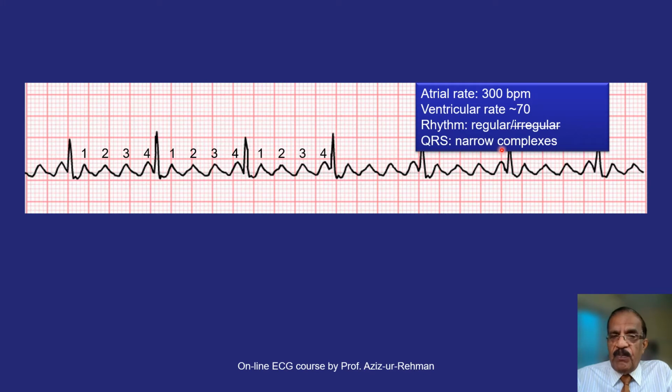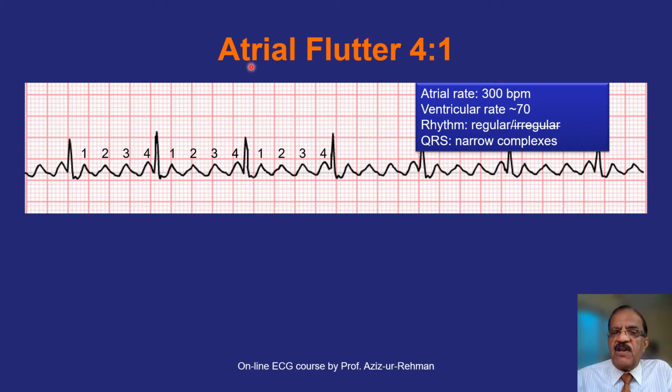QRSs are narrow. Narrow means as narrow as normal, because every fourth beat is allowed to enter the ventricle, but it passes through the AV node and then passes through the conduction system just like normal depolarization waves. So QRS complexes are regular, narrow. Okay. So this is atrial flutter 4:1 block. Please, if you have any confusion, just send me a comment and I'll be able to explain it better.